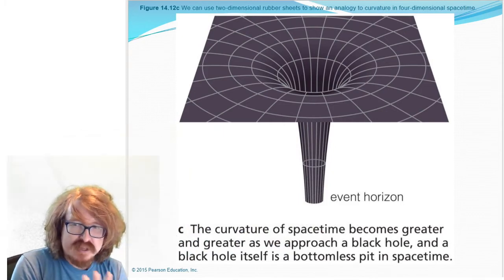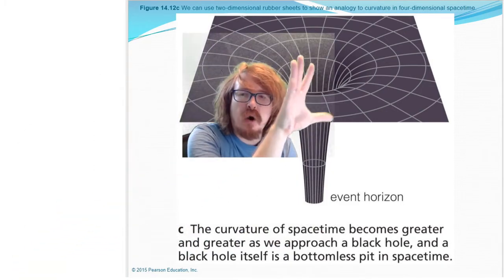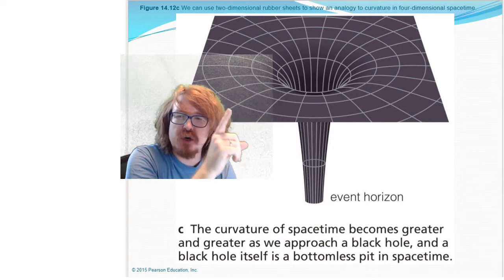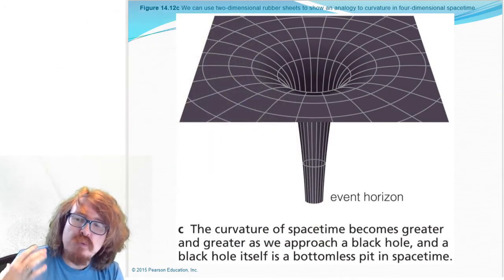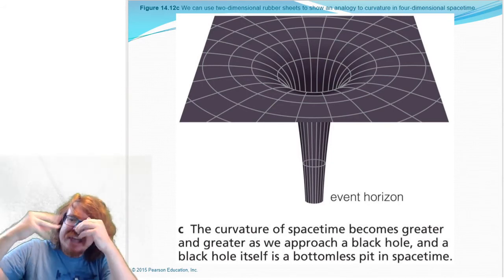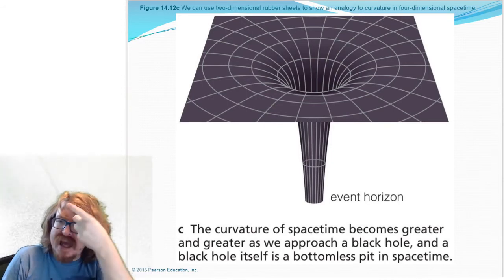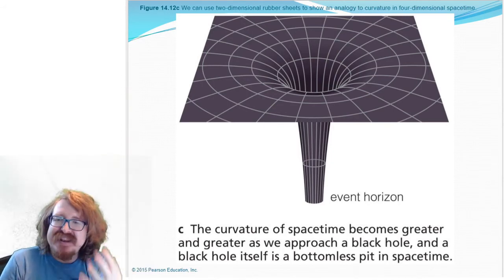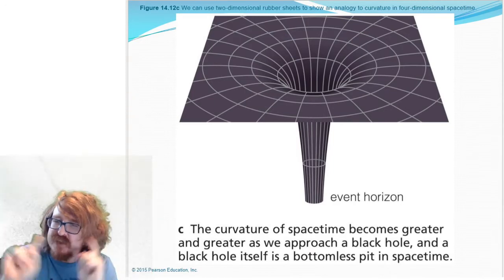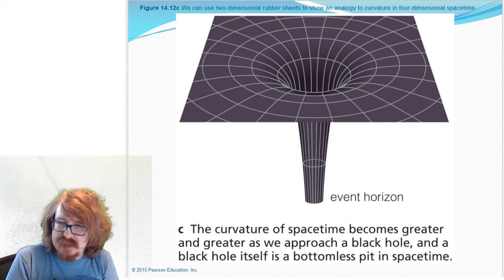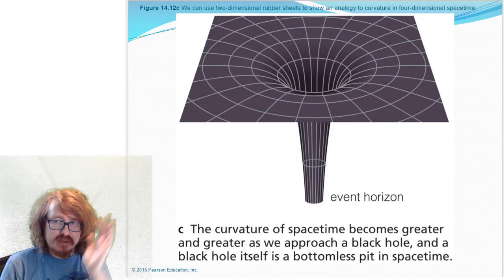Now, here's the important thing, though. Remember, the black hole has bent the universe in a direction that's not part of the universe. And so that's why we can't see the actual hole that the black hole makes, because it's bending our universe in a direction that we can't understand, okay? This is a metaphor, okay?